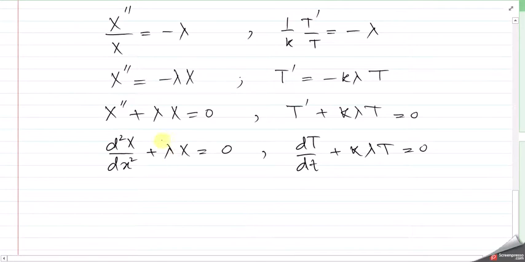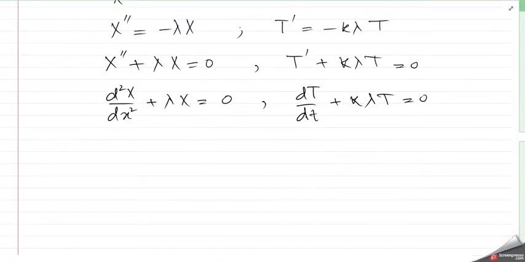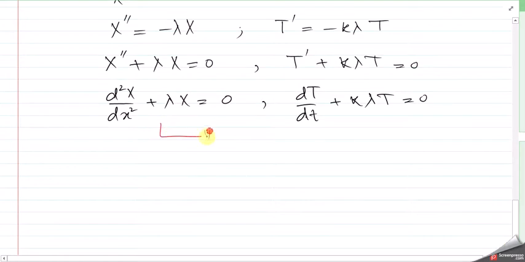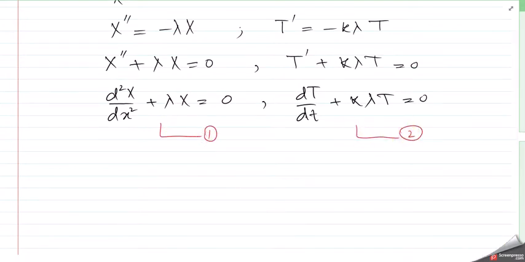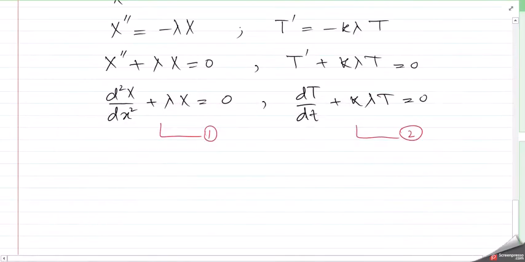But there is one little glitch. The solution depends on the value of lambda in this second order case, whether it's positive, negative, or 0. So what we will do is give them numbers. Let's say this one is number 1 and this one is number 2. I will solve number 2 first.